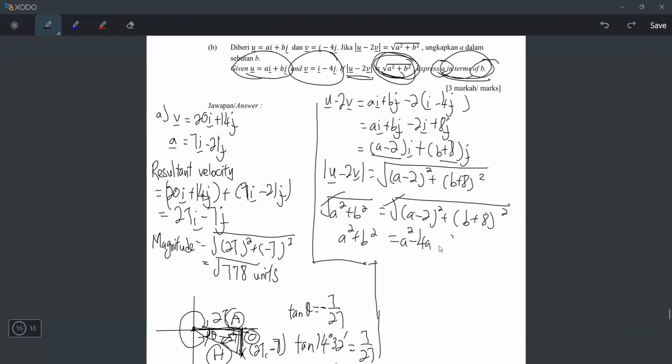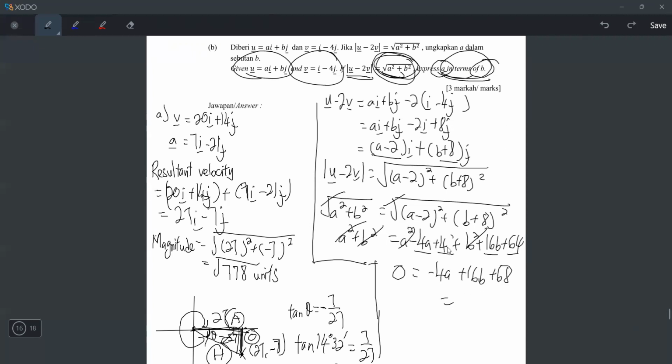You get A square minus 4A plus 4. This one, you will get B square plus 8 times B is 8B, times 2 is 16B. And then 8 times 8 is 64. And then A square minus A square is 0. B square minus B square is 0. You will end up with 0 on this side. Negative 4A plus 16B. And then 4 plus 64 is 68.